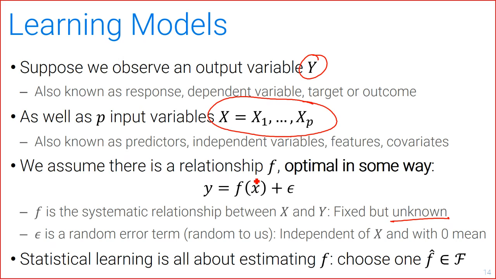So statistical learning is all about estimating that optimal function. So assuming the class of models F, what is the one estimate that we can have about the one that is optimal? And we are going to do it based on some input data.